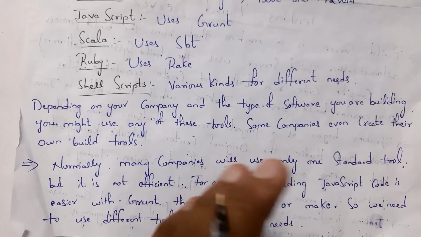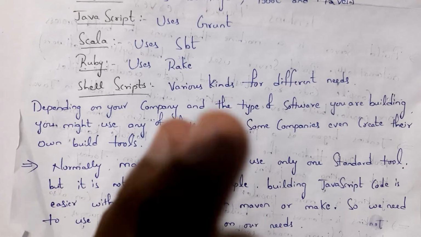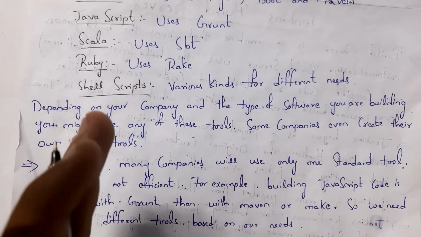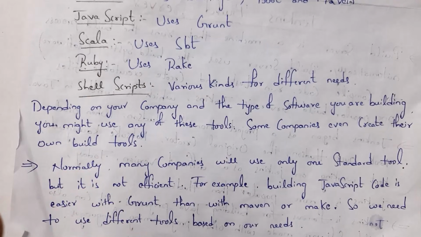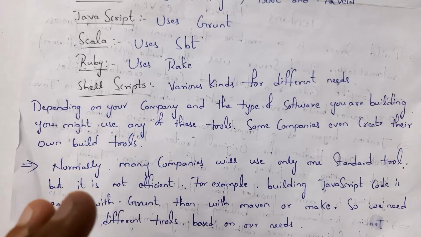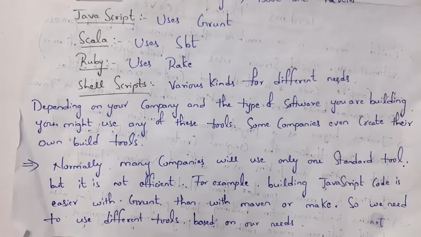Normally, many companies will use only one build system for all projects, but it is not right. For example, let us say one company is using Maven software for all projects, but it is not right because Maven is suitable only for Java projects. It is not suitable for Ruby projects and JavaScript projects. For JavaScript, Grunt software will be best, and for Ruby, Rake software will be best. So, based on your project, you can choose different build systems. You should not depend only on one build system.